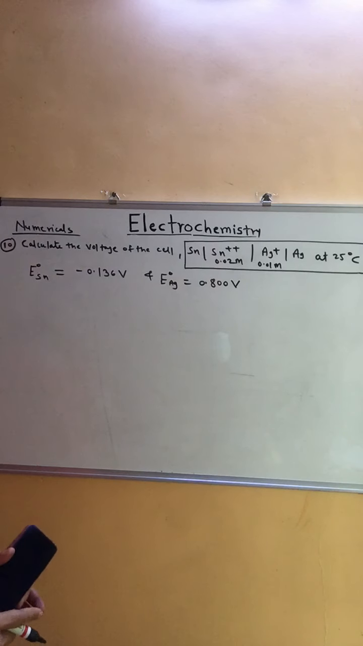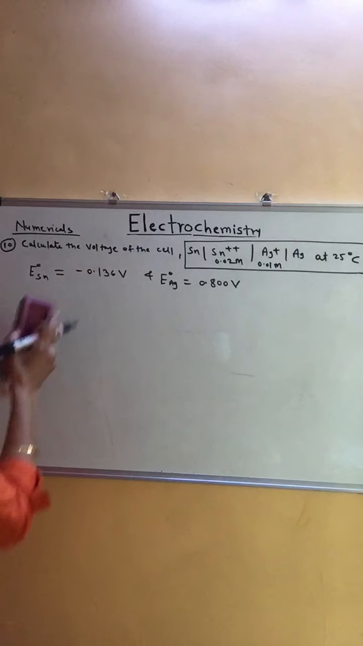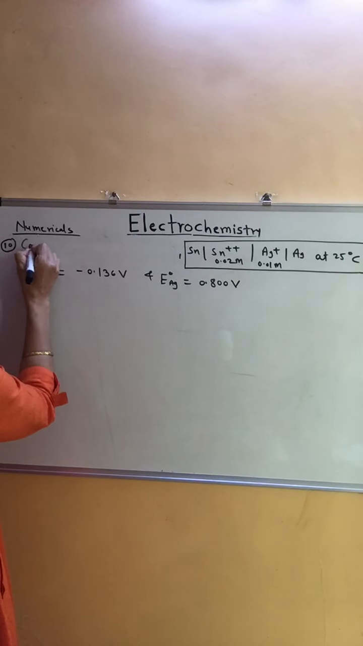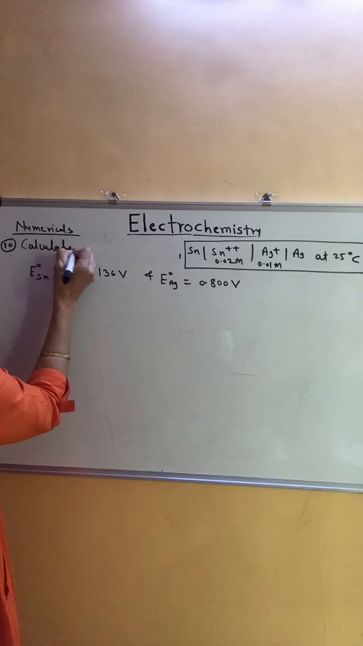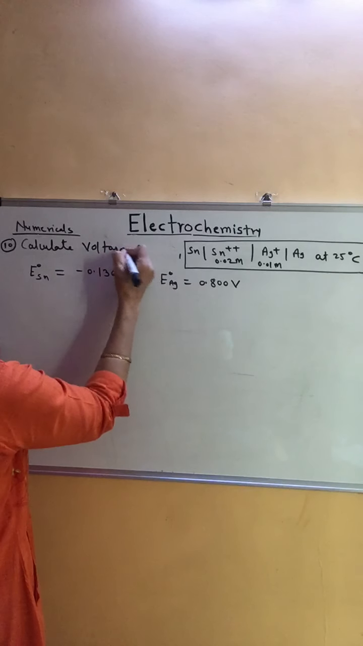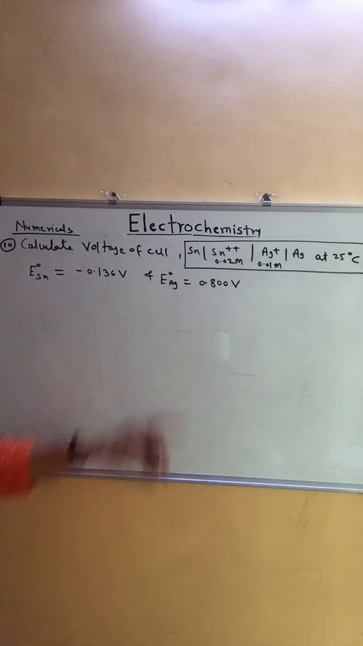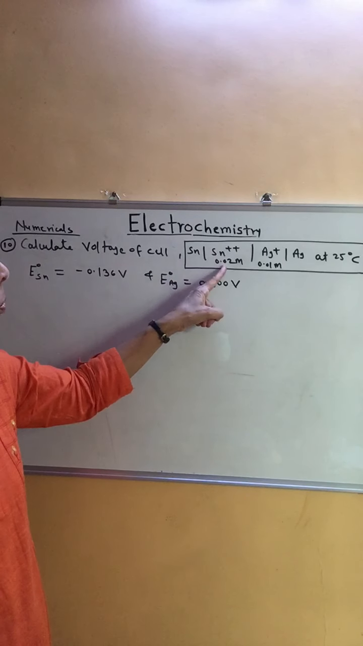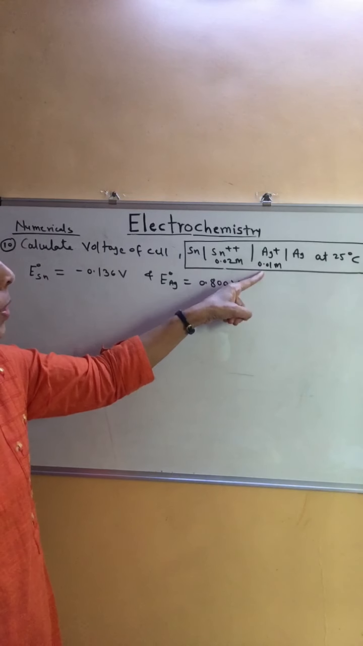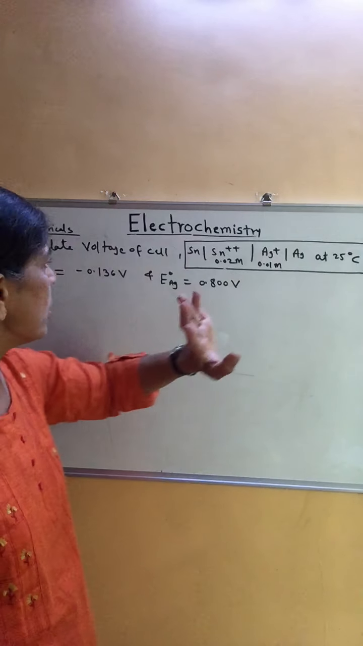Calculate the voltage of the cell. What is the problem? Calculate the voltage of the cell. What you have to calculate? Potential or voltage of the cell. Which cell? The cell is given to you in short notation: Sn | Sn2+ (concentration 0.02 molar) || Ag+ (0.01 molar) | Ag, at 25 degrees Celsius.